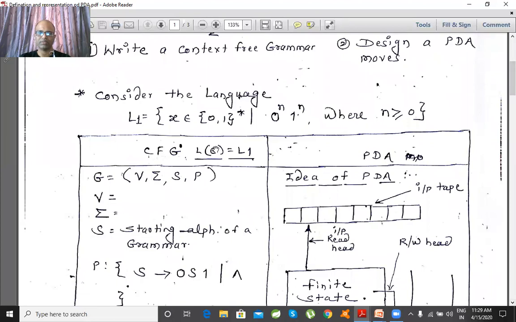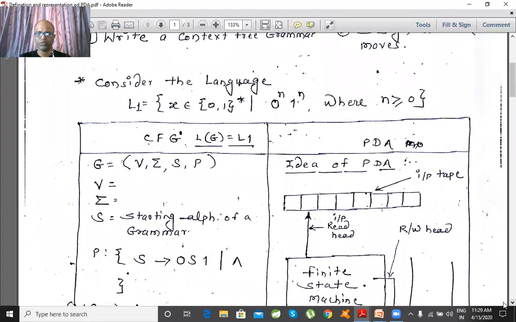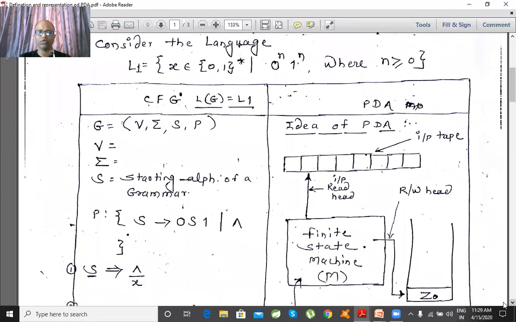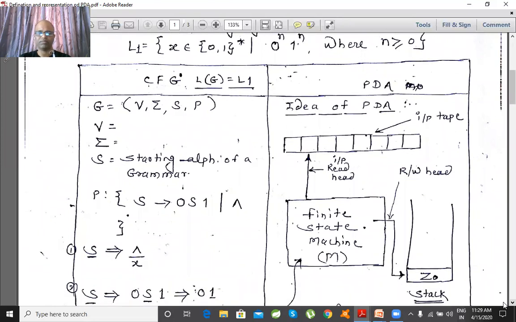Consider this example. L1 is a particular language. Every string x within this, which is a composition of zeros and ones, has this format: 0 raised to n and 1 raised to n, where n tends to infinity. If you want to design a context free grammar, we'll just compare. To prove this as a context free language, I have two concepts. One is context free grammar.